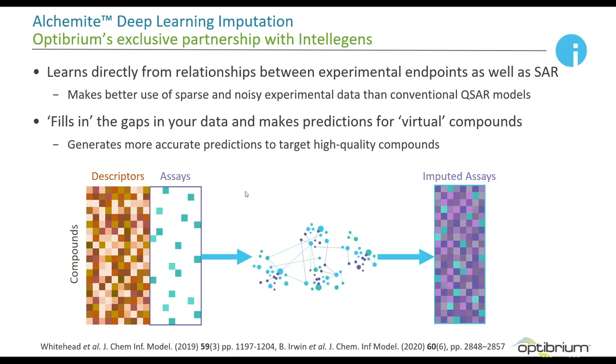In this way, it can make better predictions than the conventional QSAR models because it leverages the relationship between experimental endpoints. And in this way, it can fill in the gaps in the sparse experimental data for tested compounds. However, the model can also generate predictions for virtual compounds, or compounds that have not been tested, using molecular descriptors only as input. In this way, it can generate accurate predictions, which enables us to target and identify high quality compounds.